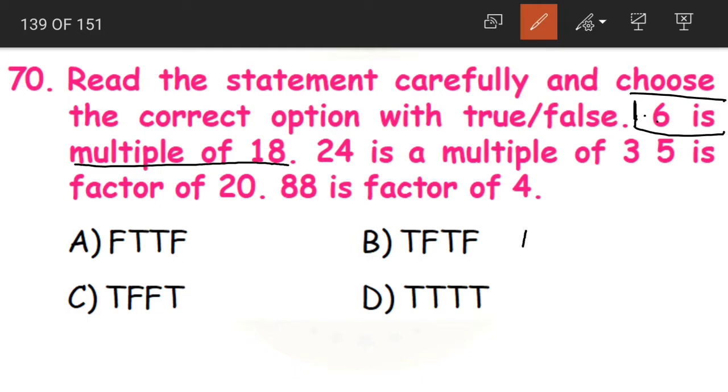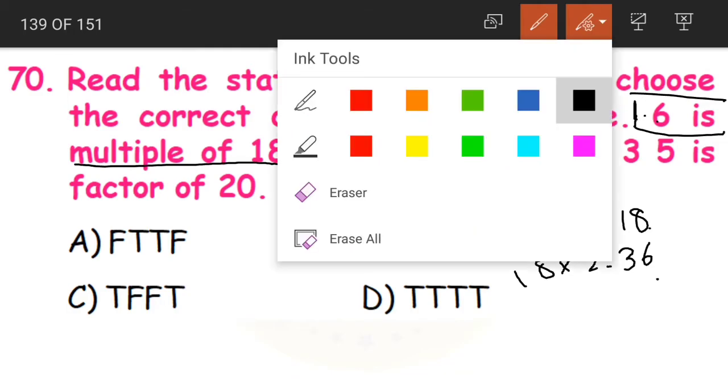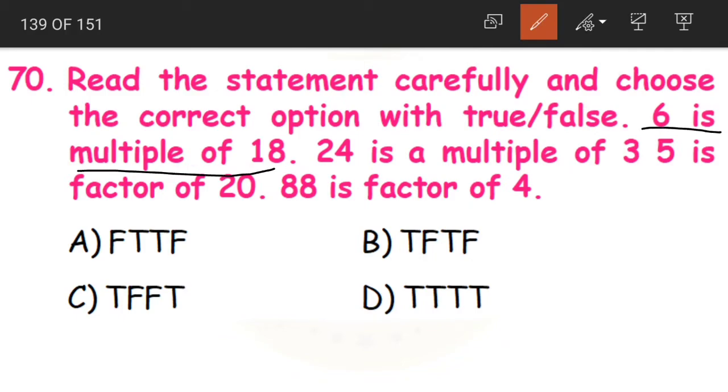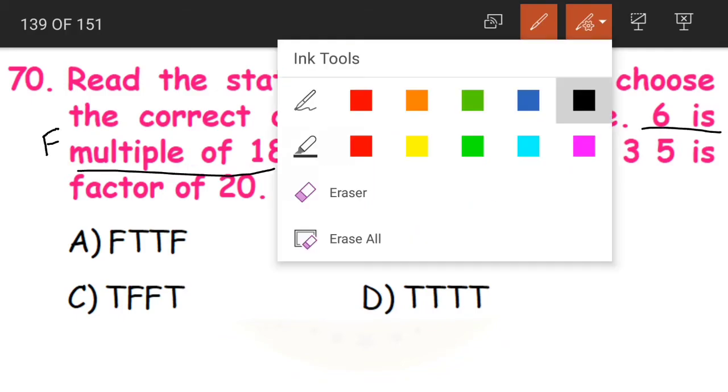Now what is a multiple of 18? 18 ones are 18. 18 twos are 36. Yes, children. So all the multiples of 18 are equal to or greater than 18 here. Now does 6 come under that category? No. 6 is a factor of 18 but not a multiple of 18. So first statement is false.